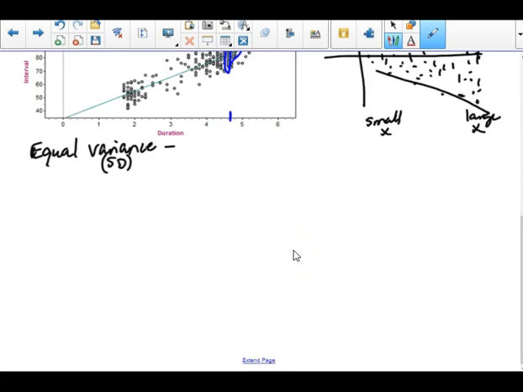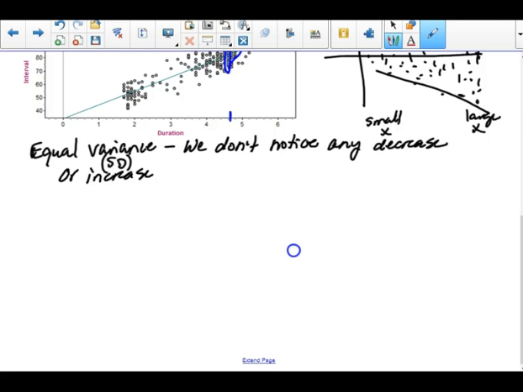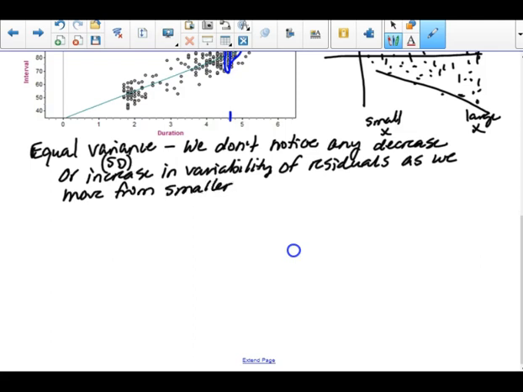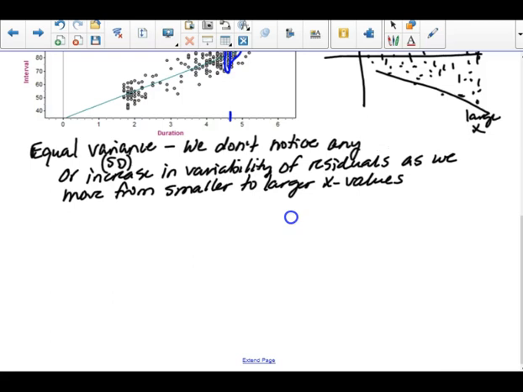So we can say we don't notice any decrease or increase in the variability of the residuals as we move from smaller to larger x values. Another way of saying that, and I'm going to say maybe any obvious decrease. Kind of have my little example here. My small x is kind of in the way. Any obvious decrease or increase, because we might notice a slight thing here or there.